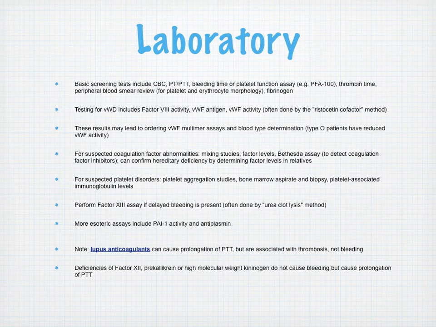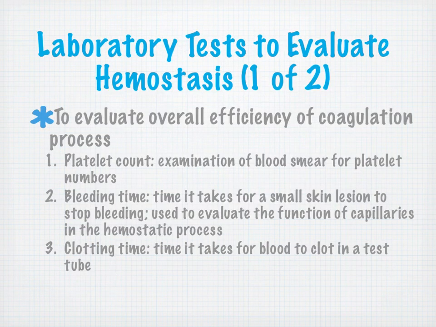So if I have to get past CBC or PT or PTT, I'm just simply not going any further than that. I'm referring at that point. So laboratory tests to evaluate hemostasis. To evaluate the overall efficiency of the coagulation process, I'm going to look at the platelet count, the examination of the blood smear for platelet numbers, the bleeding time, which is the time it takes a small skin lesion to stop bleeding, and that's useful to evaluate the function of the capillaries in the hemostatic process. And then I'm going to look at the clotting time, the time it takes for the blood to clot in a test tube.